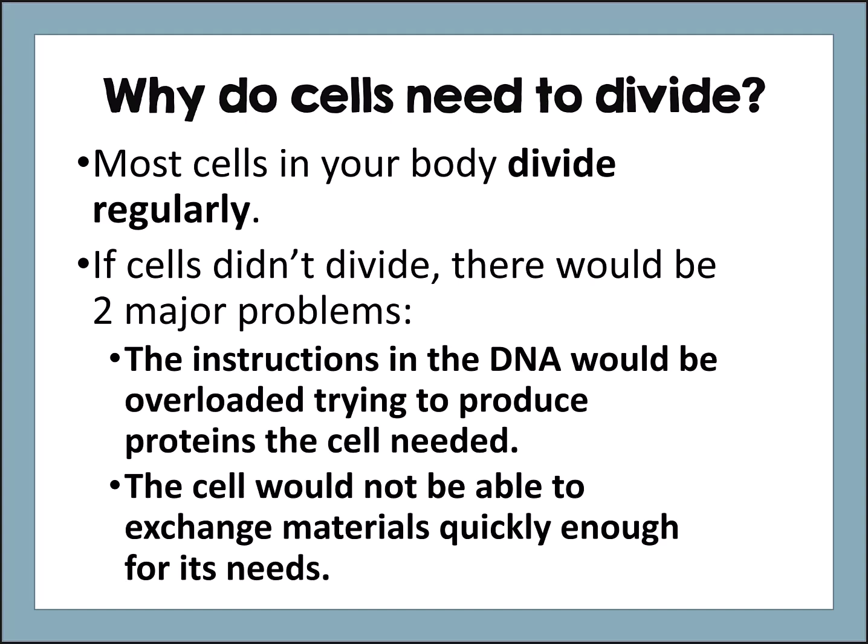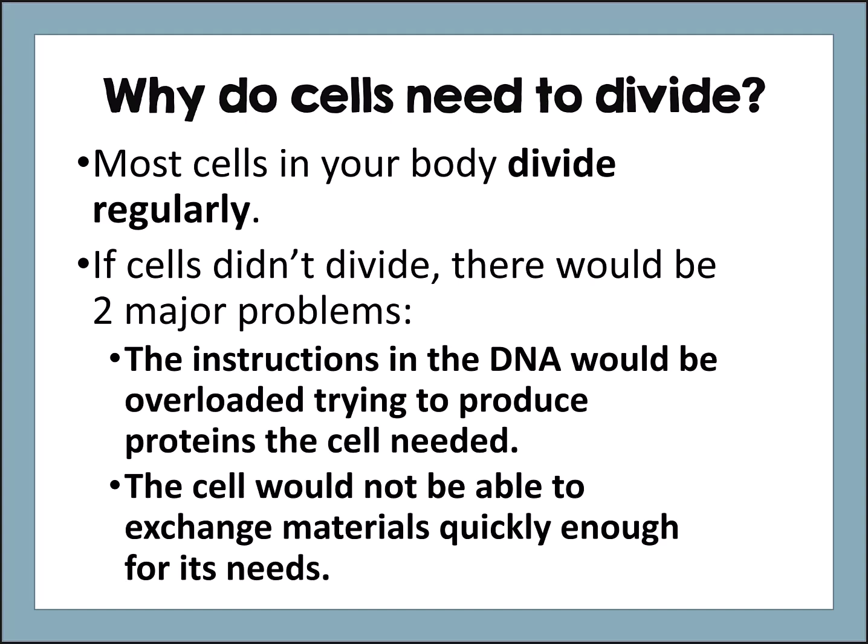The instructions in the DNA would be overloaded trying to produce proteins the cell needed. So as we've learned, DNA produces proteins, and so in order to make all the proteins necessary for a very large cell, we would need a lot of DNA, or the DNA that was available in the cell would need to be copied constantly. And so there's just not enough of that template.